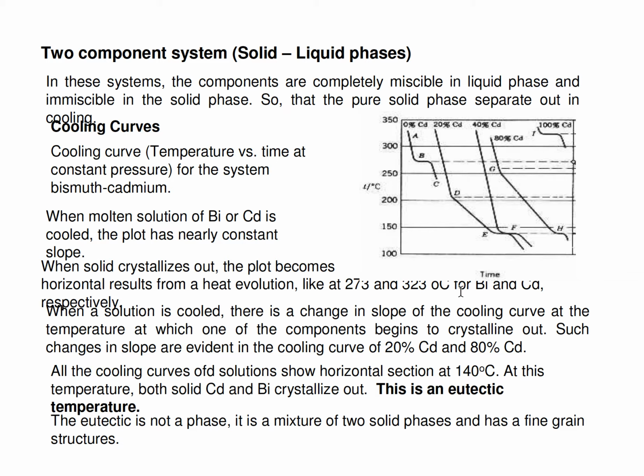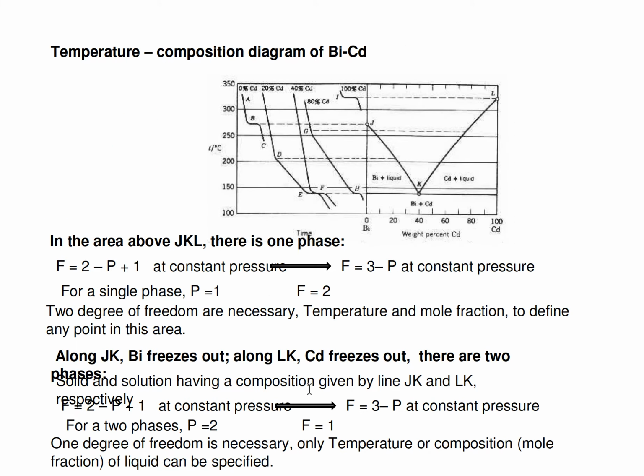27.3 and 323 for bismuth and cadmium respectively. When the solution is cooled, there is a change in the slope of the cooling curve at the temperature at which one of the components begins to crystallize out. Such changes in slope are evident in the cooling curves of 20% cadmium and 80% cadmium. In all the cooling curves, all solutions show a horizontal section at 140 degrees C. At this temperature, both bismuth and cadmium crystallize out. This is the eutectic temperature. The eutectic is not a phase, it is a mixture of two solid phases and has a fine-grained structure.